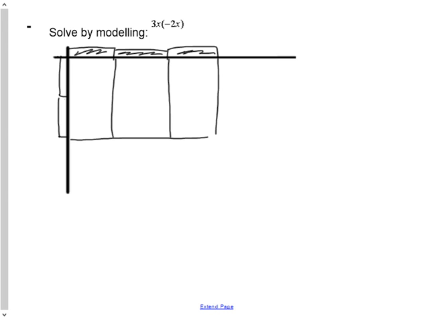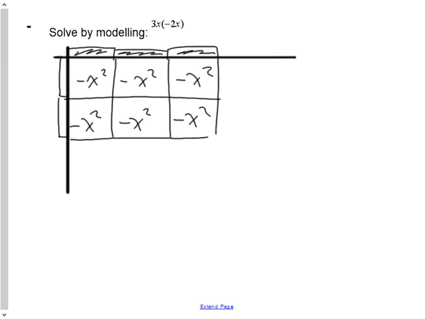Simply connect all of the parts here and ask yourself, those x squared tiles in the middle, are they going to be negative or positive? The answer is each of them is going to be negative. So when you fill that in, solving by modeling, the answer will be negative 6x squared.